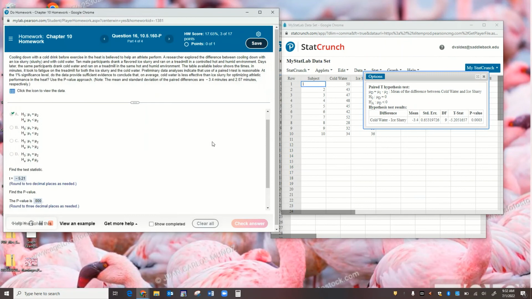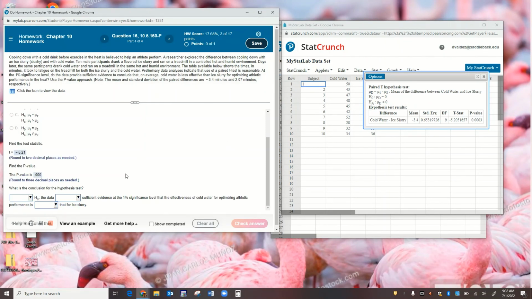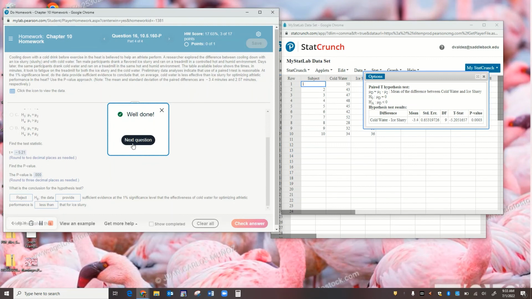Okay. So let's summarize. P-value way less than alpha. It's basically 0. So that means we reject the null. The data provide sufficient evidence at the 1% significance level that the effectiveness of cold water for optimizing athletic performance is less than that for ice slurry. Well done.